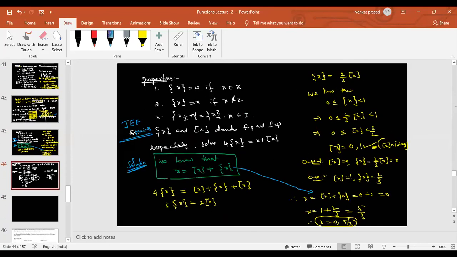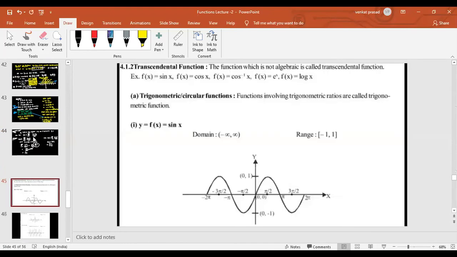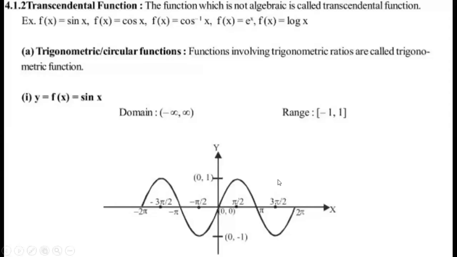Second function, fraction part, okay. Get ready, dear students. Now, types of functions discussed, am I correct? Fine. Now, discussing algebraic functions completed. Now discussing transcendental functions, right? It's a very important chapter, dear students. This chapter is very, very important, but practice is required.